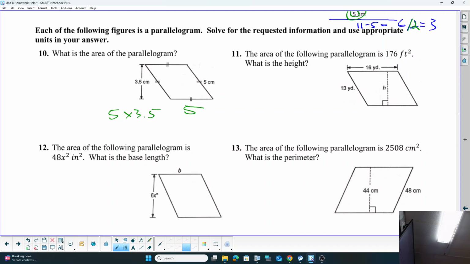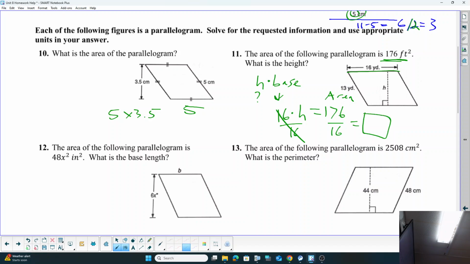Okay, let's see here. They don't give you the height, but they do give you the area. So again, it's height times the base. The base is 16, and the height we're not sure. But we do know that if you multiply them together, you get the area. So you're just going to divide it to the other side, plug it in your calculator. That's the answer.